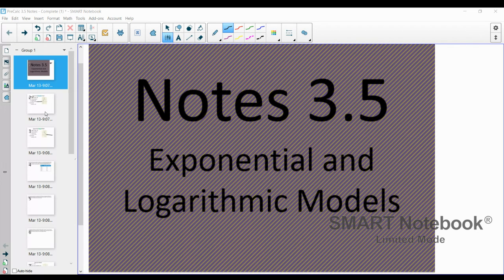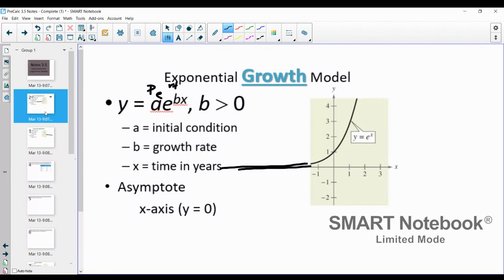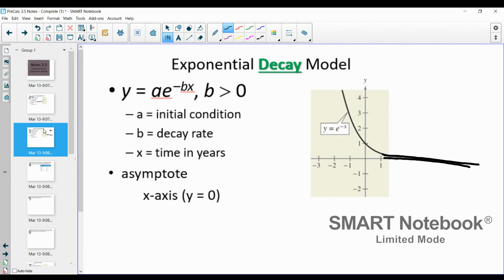So again, we're going to talk more about, and this whole chapter 3 has been logarithmic models and exponential models. And then today we are just getting into the exponential growth model and the exponential decay model, which if you have completed advanced algebra, these are two things that you probably have seen before.